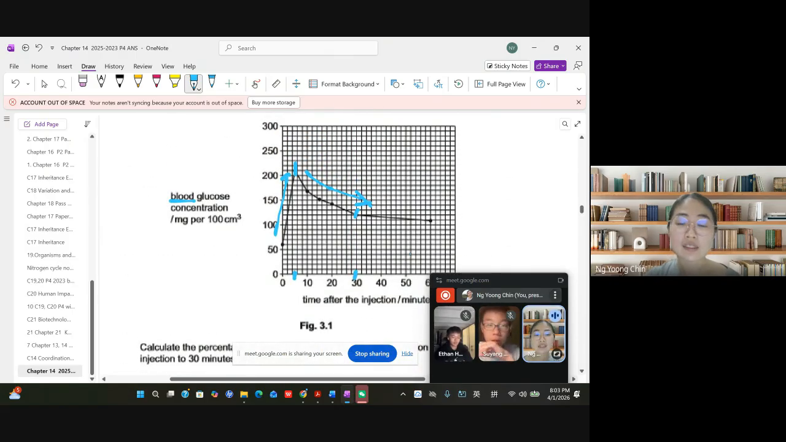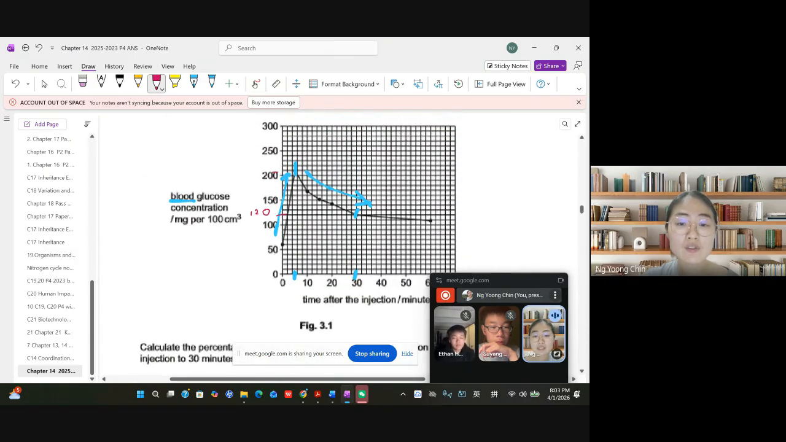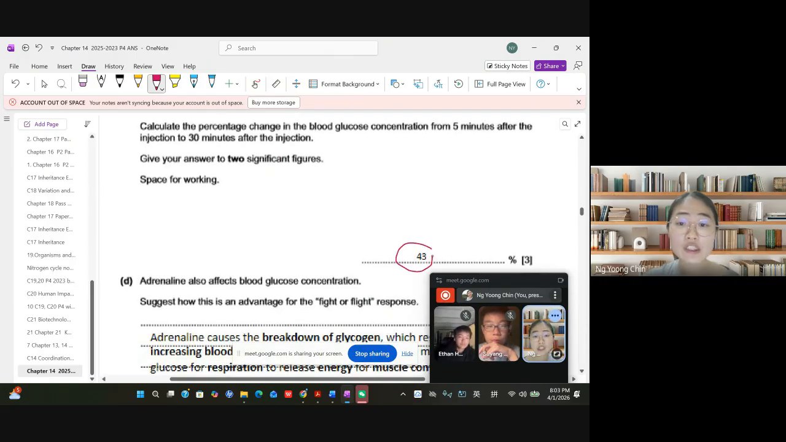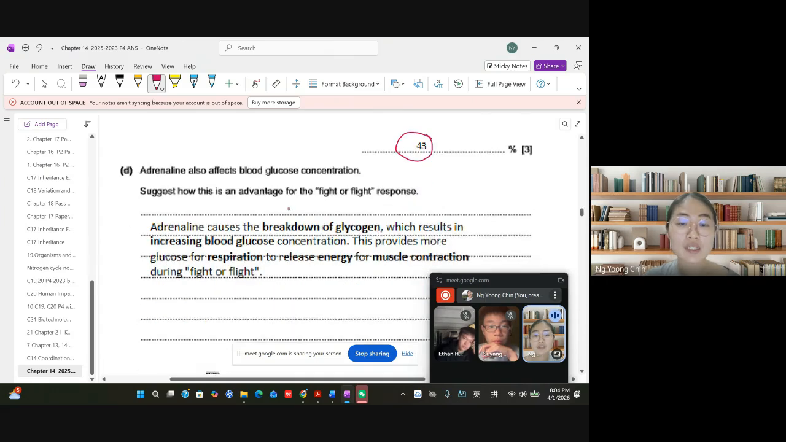How you can get this, you can try by yourself. You need to calculate from here. I think it's about 120 on the scale, and then here will be 200. So 200 minus 120, and then over the initial, which is 20. So you can calculate the percentage change in the blood glucose. So you get 43%.